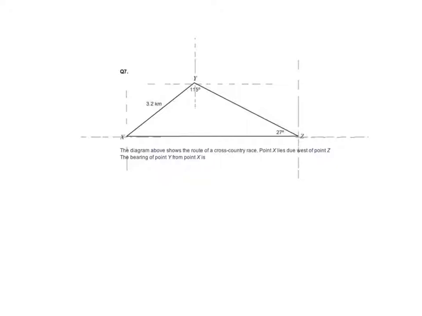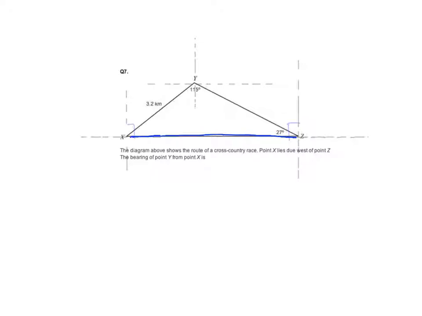So it says the diagram above shows the route of the cross-country race. Point X lies due west of point Z. So when they say point X lies due west of point Z, can you see, we know that line's going exactly along there, X is west and Z's east, okay? So you know that's exact. So why did they tell you that? Maybe so you know that's a right angle triangle, and stuff like that.